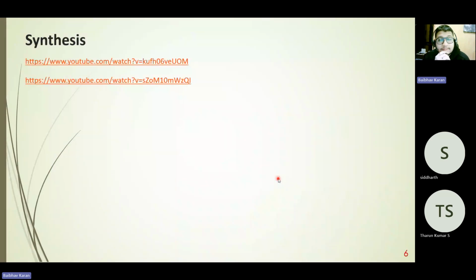Then comes the synthesis. How are we producing these nanomaterials? What are the production techniques, or how are we manufacturing them? Because they are such small materials, they are in the range of 10 to the power minus 9 meters. How are we manufacturing them? Let's watch some videos to get an idea.